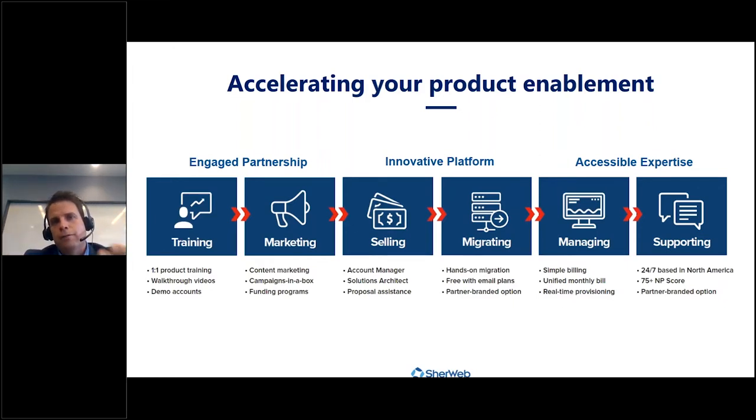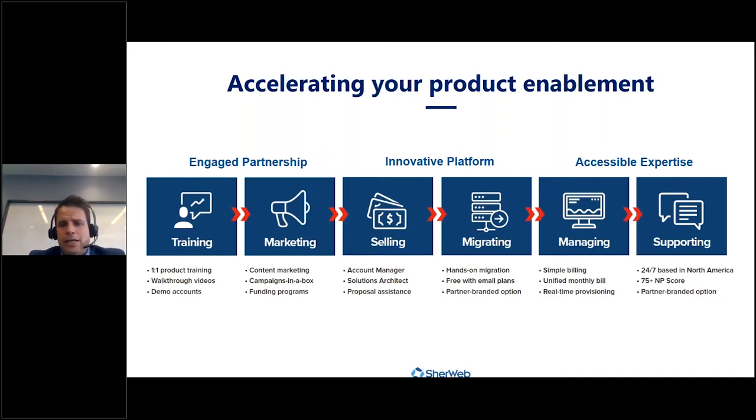So you get more certified, more trained and experienced technicians working on your cases. And whether you have one customer or 100 customers at SureWeb, it is unlimited, unrestricted support. So you can contact us once or 100 times that month. There's no limits. So that's a great benefit for our partners. That support is 24/7 in French and English, and it is based right here in North America.